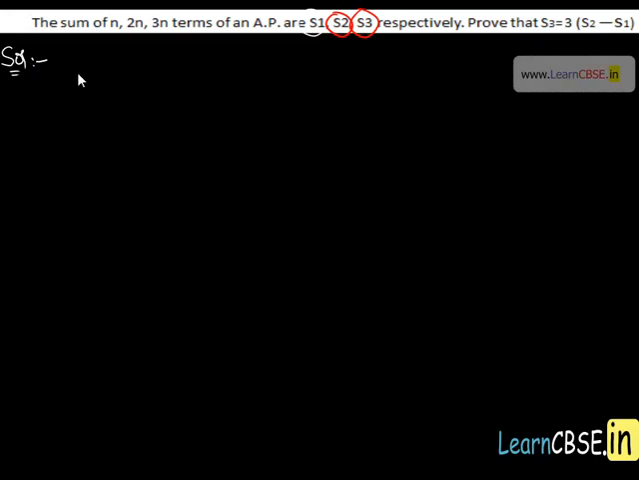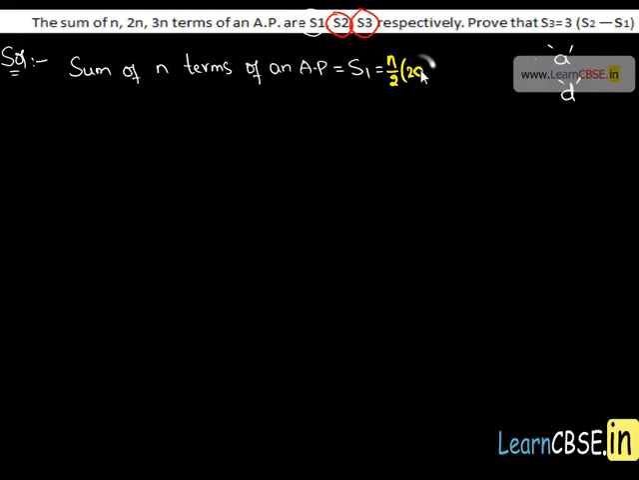According to the question, the sum of n terms of an AP is S1. If we take a as the first term and d as the common difference, then the sum of n terms of an AP is n upon 2 times 2a plus n minus 1 times d. Similarly, the sum of 2n terms of an AP is S2.